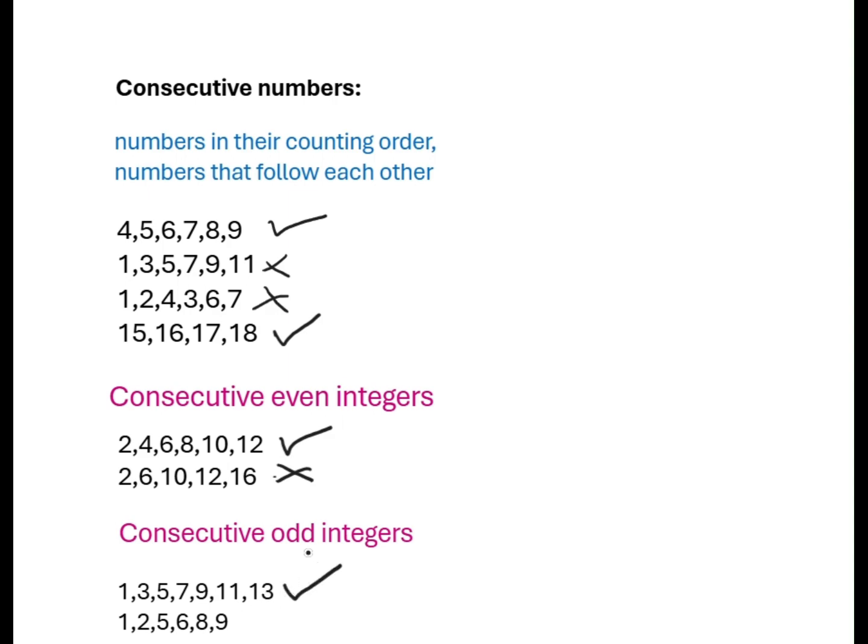Here also we have to do plus 2. Like for even numbers, here also you have to do plus 2. But for consecutive integers you have to do just plus 1. And this sequence 1, 2, 2 is not an odd number, so this is not a consecutive odd integers sequence. 1, 2, 5, 6. Again 6 is an even number. 8, 9. So this is also not a consecutive odd integers sequence.